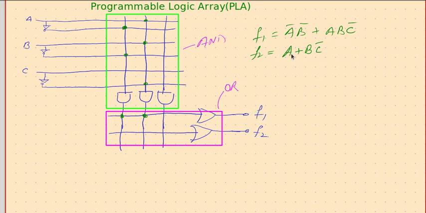Now how about F2? F2 needs A only, so we need A. Then we need B C bar, so we need one more, and that is B here and C bar here. So this is A or B C bar. So this way F1, F2 can be generated.